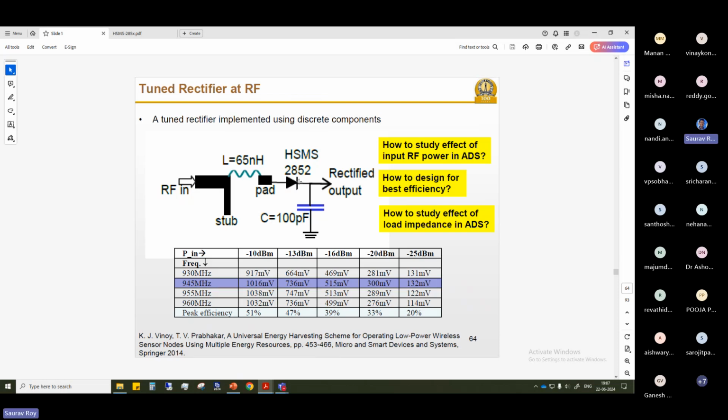So this is one type of circuit, taken from the book by Professor Binay and others. You can look into this book, Micro and Smart Devices and Systems, where you will find this particular chapter. It's taken from there. This circuit here is actually a layout implementation.